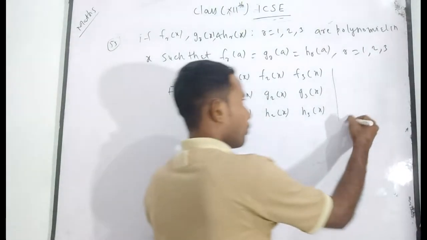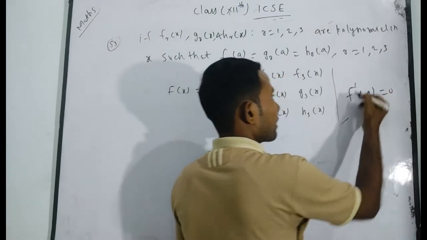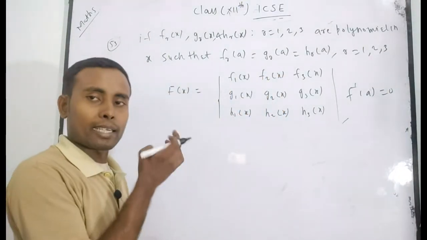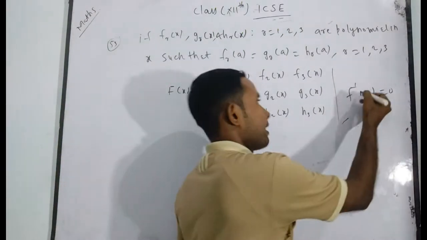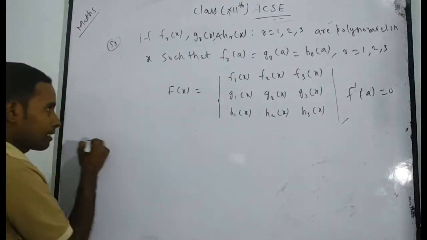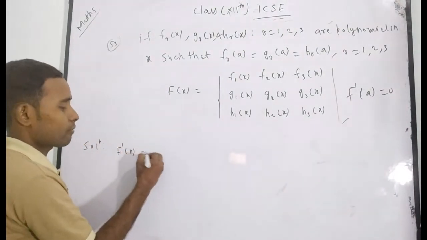It tells you to prove that f dash a is equal to 0. You have to prove that f dash A will be 0. Now I want to solve it very easily. See here. Firstly, differentiate this function.